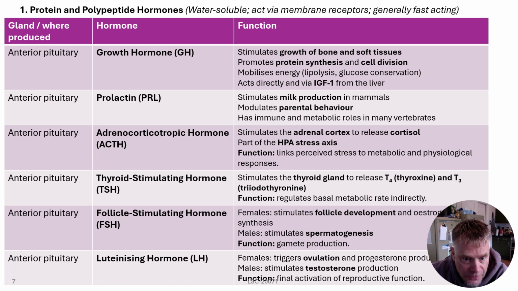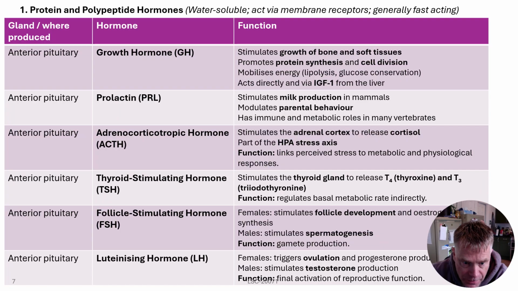And we have the growth hormone, which stimulates growth in the organism. Then we have prolactin, which is stimulating milk production in mammals, modulating parental behavior, and it also has some immune and metabolic roles in many vertebrates.